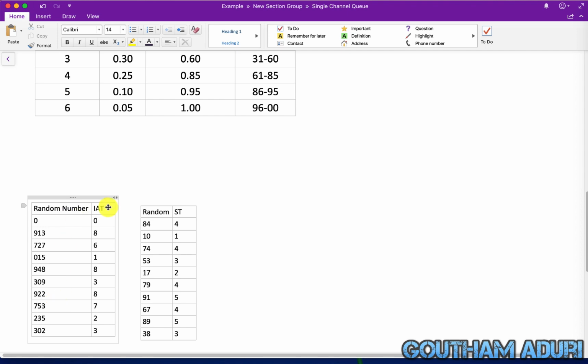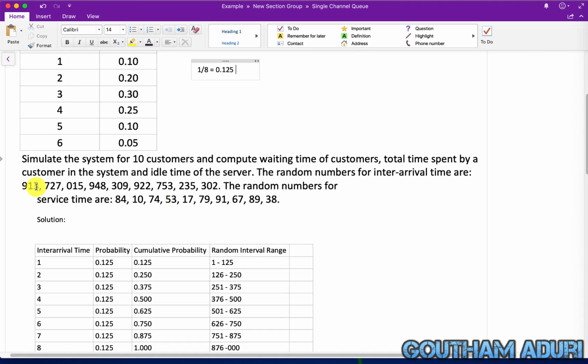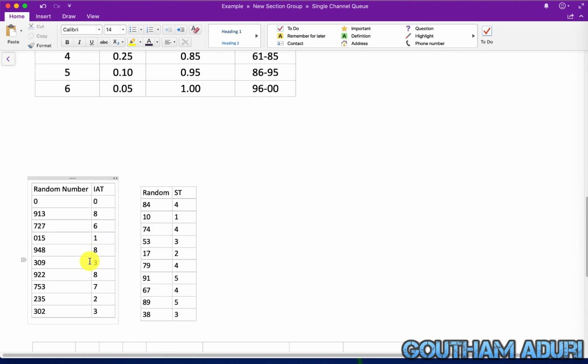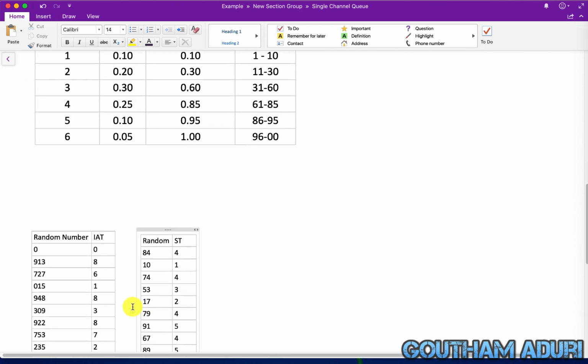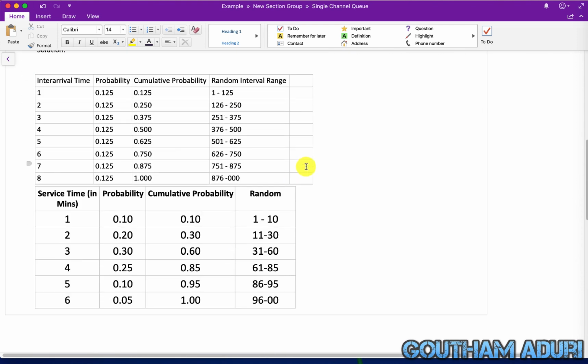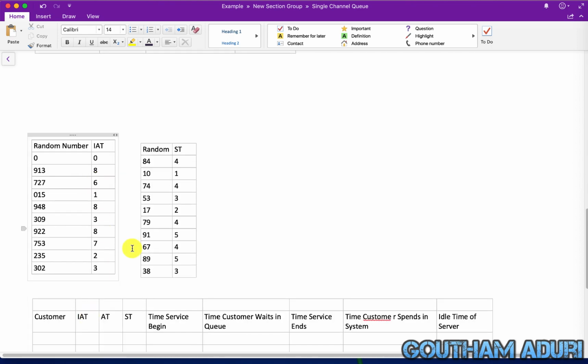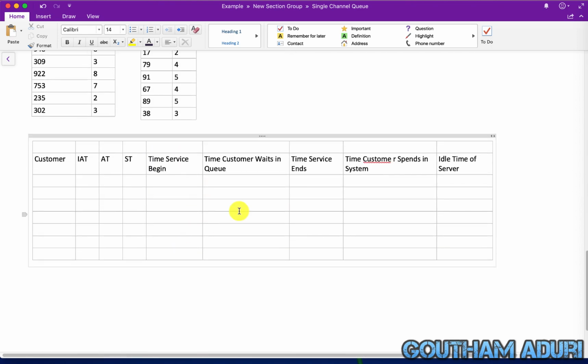The random numbers given in the question start from 913, but the given numbers are only 9 values, because for the inter-arrival times of the 10 customers, the first customer always starts with 0. So you have to assume that it starts with 0, and the 0 lies in the first interval range. Then 913: you just check this table to see where it lies. It belongs to the inter-arrival time of 8. So just map all these values and put them in.